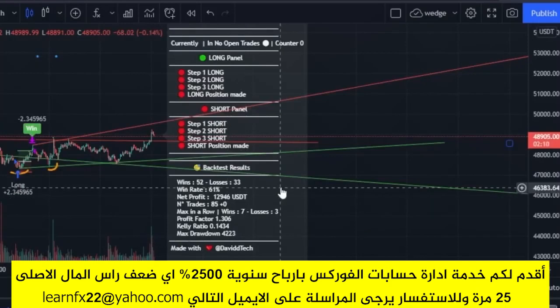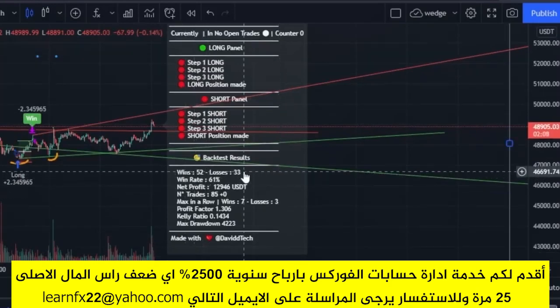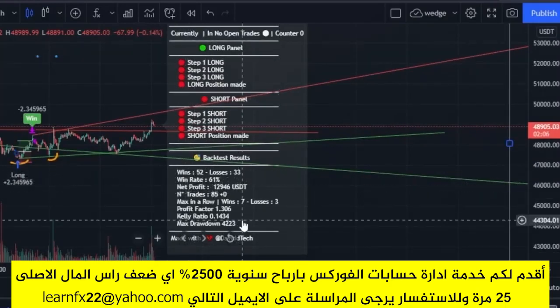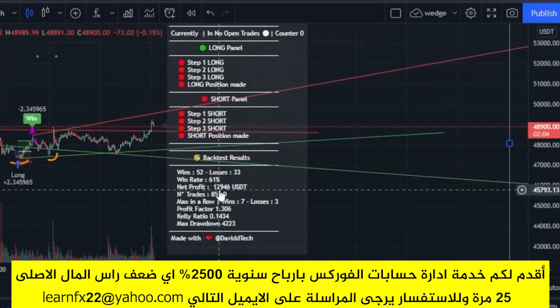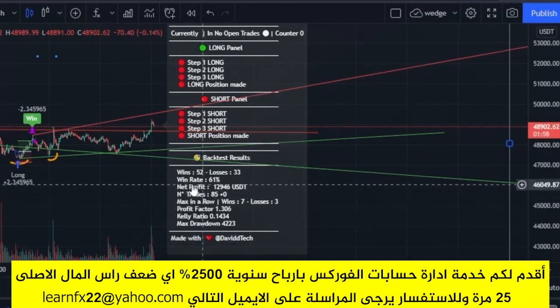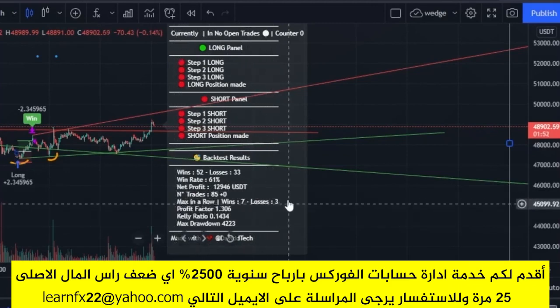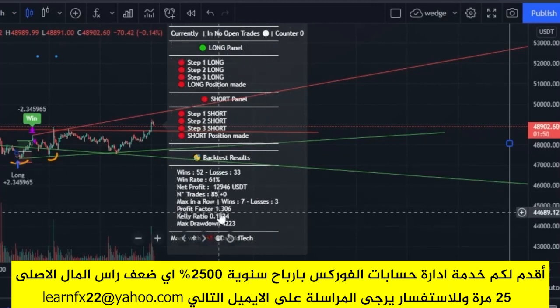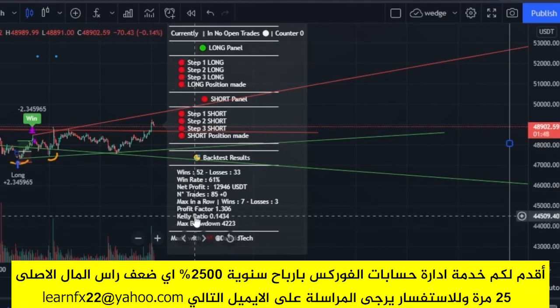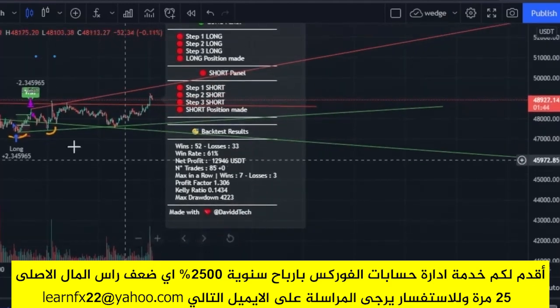So if we go through the dashboard, we had 52 wins, 33 losses, a win rate of 61%, 12,946 USDT net profit. Number of trades taken were 85. We're currently in no trades. Max wins in a row was 7, losses was 6. Profit factor is 1.30. Kelly ratio on this was 0.14, which is a good Kelly ratio for this kind of strategy.